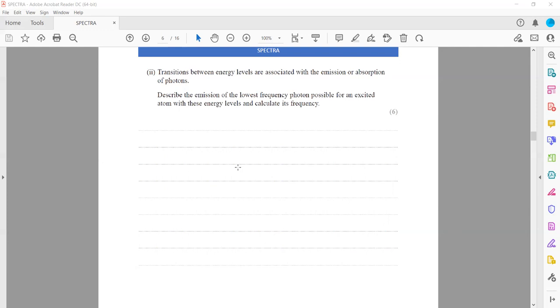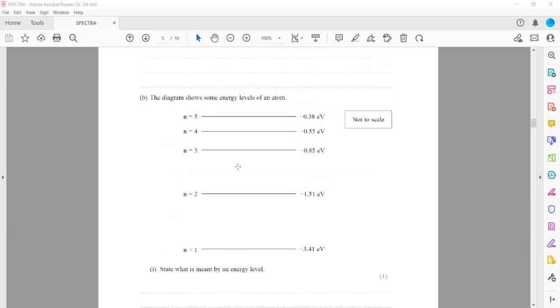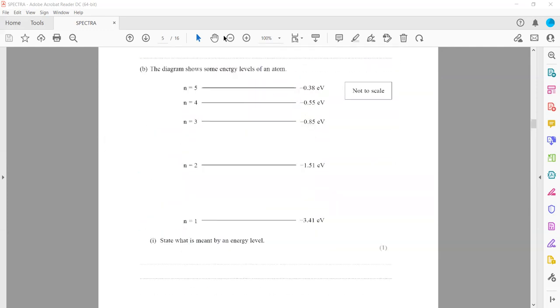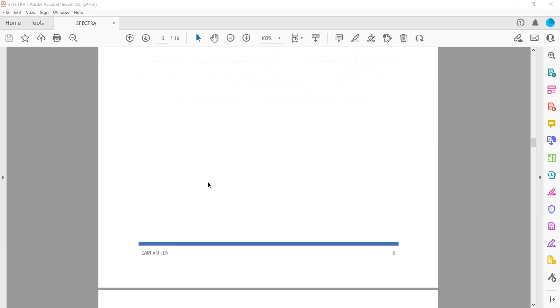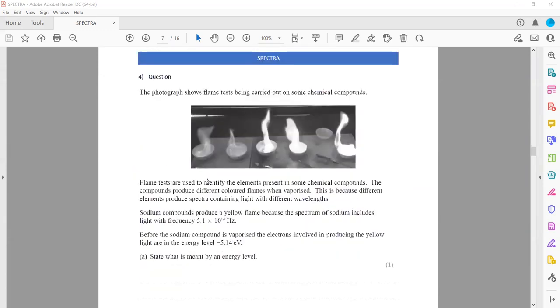The reason is that they have a smaller difference between the energy of the two levels, which leads to an energy emission of low frequency. If they ask highest, then there should be a greater gap. Lowest means the smaller gap should be there, and then most of the marks are for calculating that frequency.